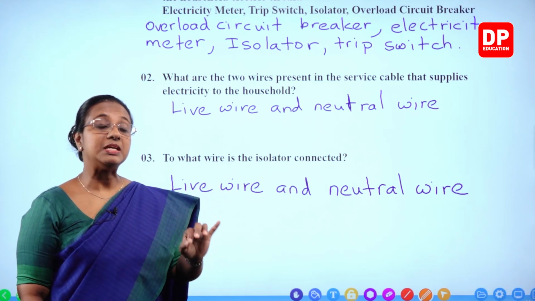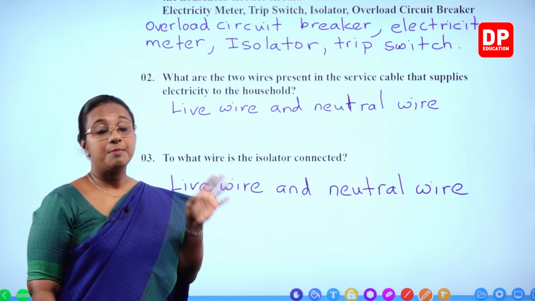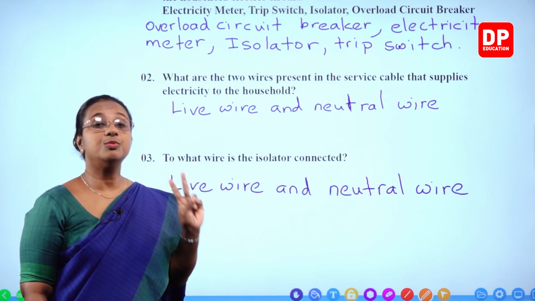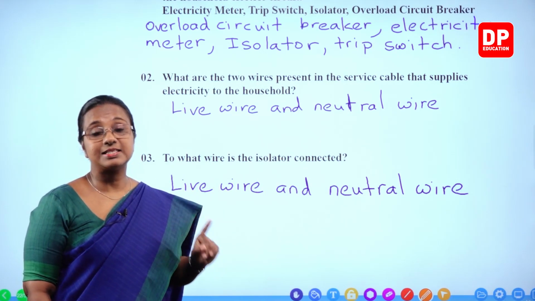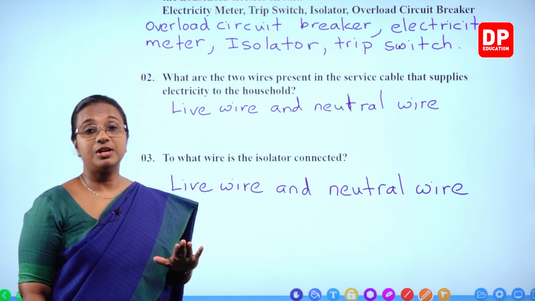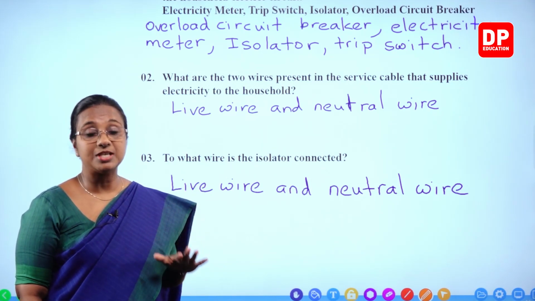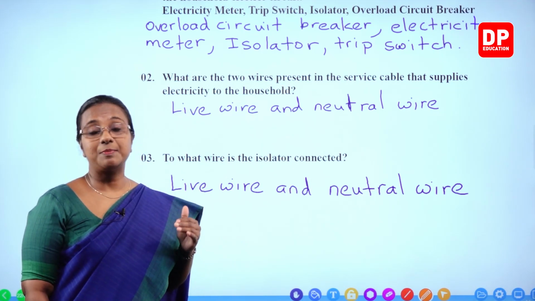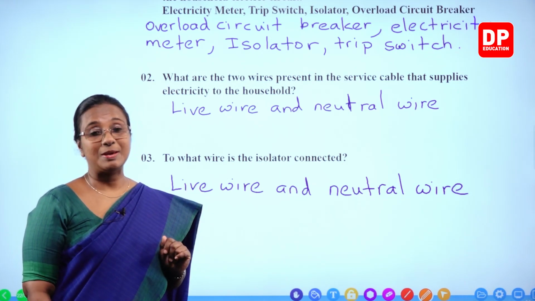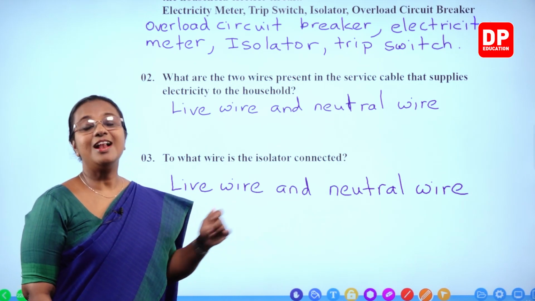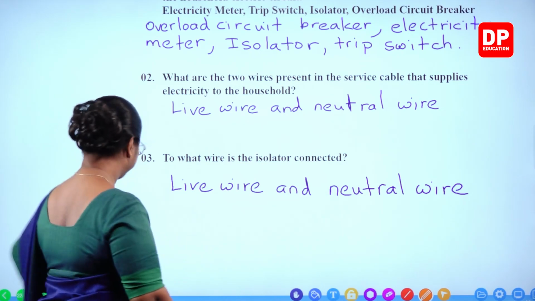From the electricity meter, it is only the live wire. But the isolator is connected to both live and neutral wires. That is why it can disconnect both the live and neutral wires at the same time. And it disconnects the power supply to the household. So, that is something you all have to remember, students. So, with that, I'll move on to the next question.